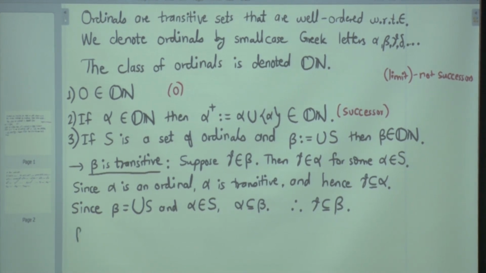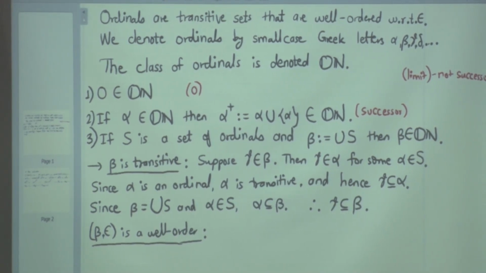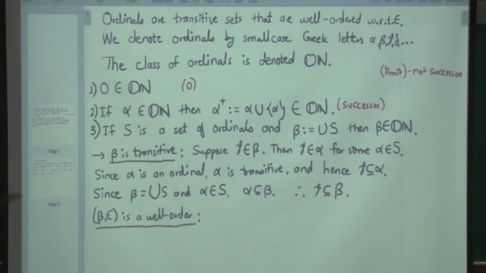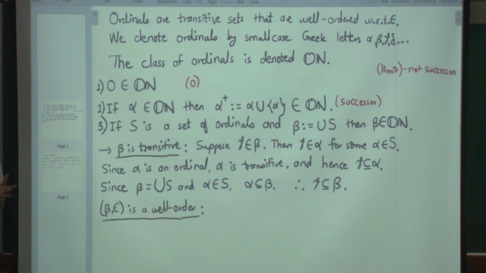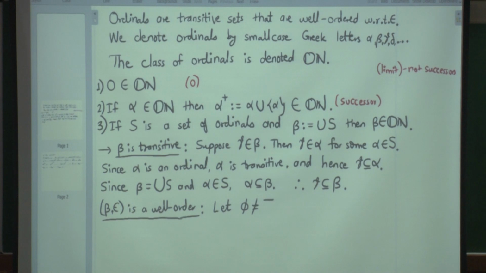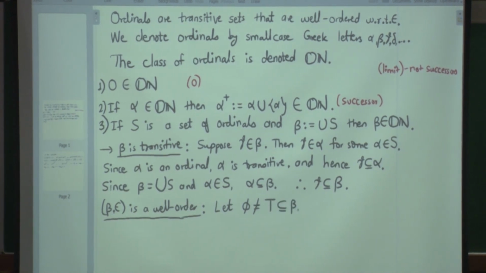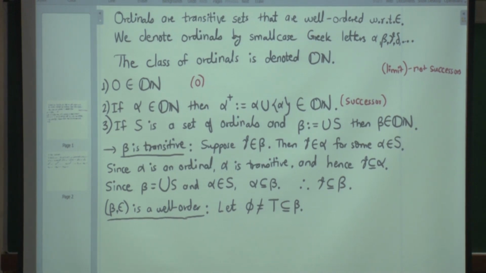Then the next thing to show is that beta with the membership relation is a well order. Now this is slightly tricky. A well order means it is a well ordered set, a wo set. So what do we need to show? We start with the definition of a well order. Every subset has a least element. No, please correct that. Not every subset has a least element. Every non-empty subset has a least element. So let the empty set not equal to T, a subset of beta. Which means T is a non-empty subset.